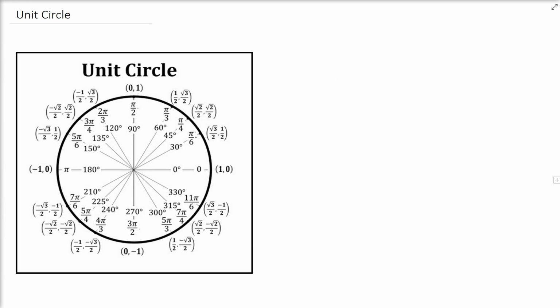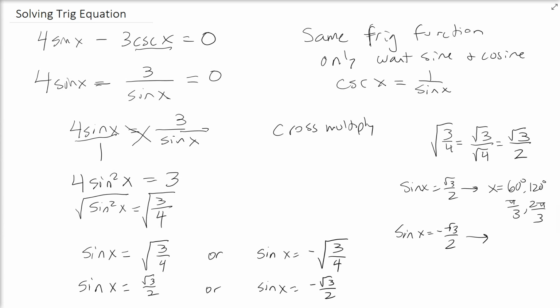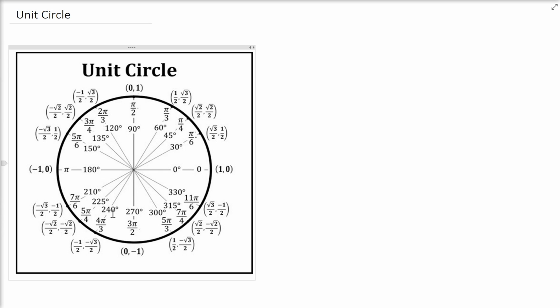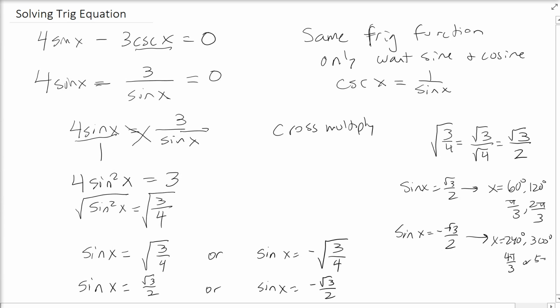So that's the first equation. For the sine of x equals square root of 3 over 2, this gives us x equals 60 degrees or 120. That's pi over 3 or 2 pi over 3. And then for the sine of x equals negative square root of 3 over 2, we go to the unit circle and look for that. Negative square root of 3 over 2, that's over here. 240 degrees or 4 pi over 3, or 300 degrees, 5 pi over 3. So for that one, x equals 240 degrees or 300 degrees. That's 4 pi over 3 or 5 pi over 3.